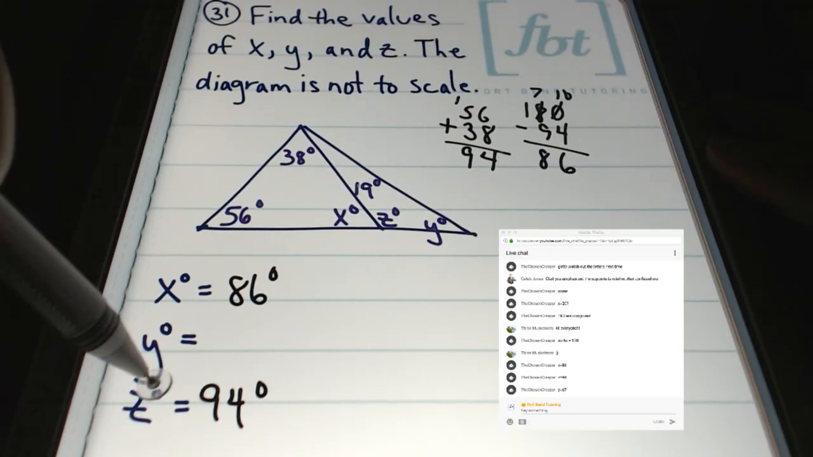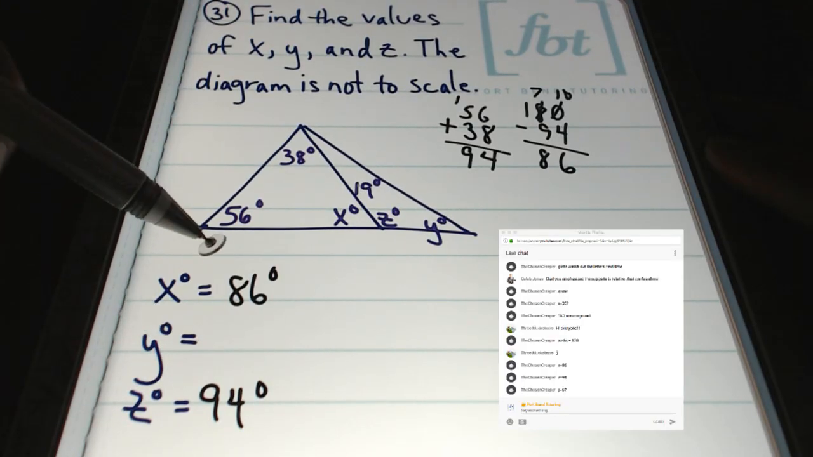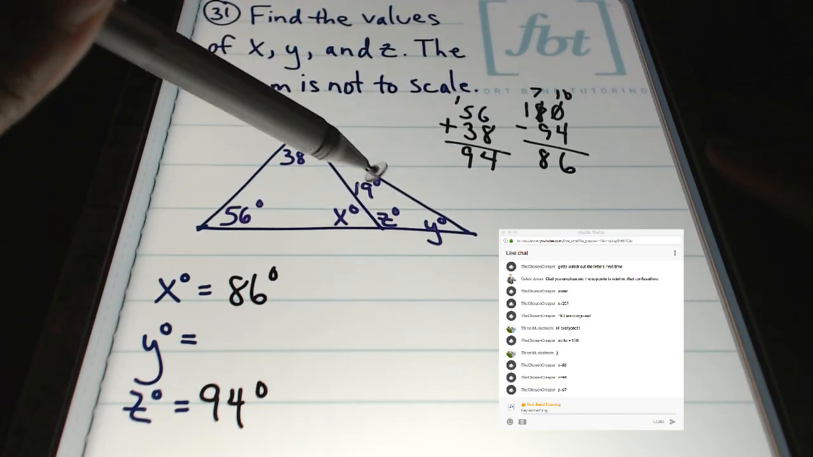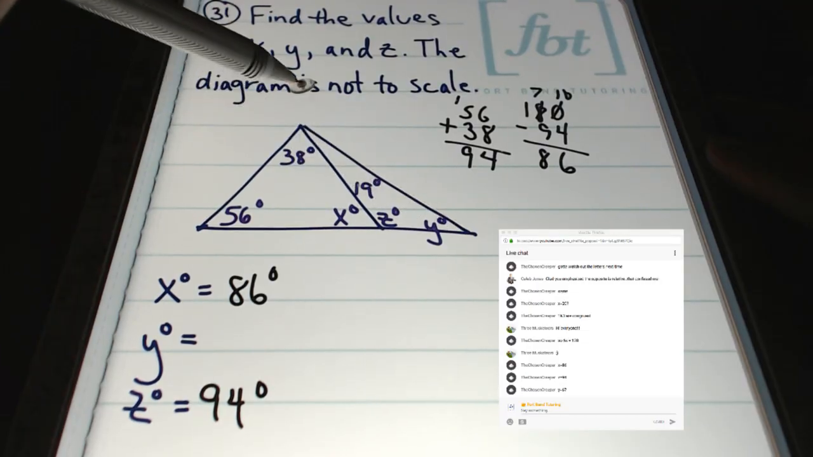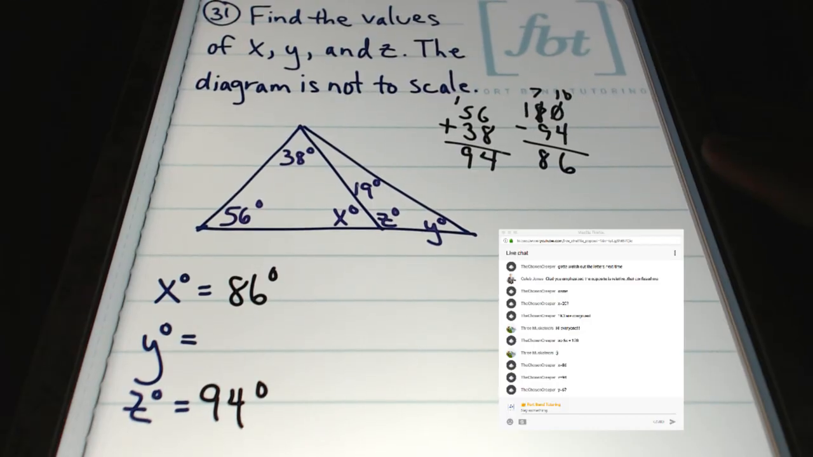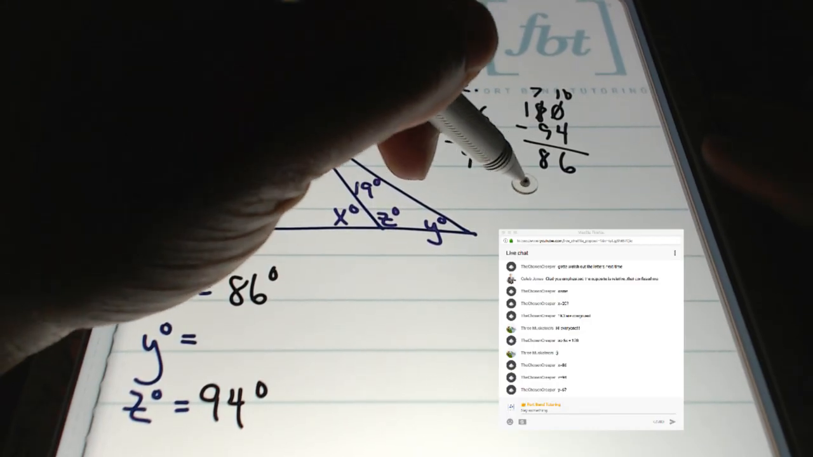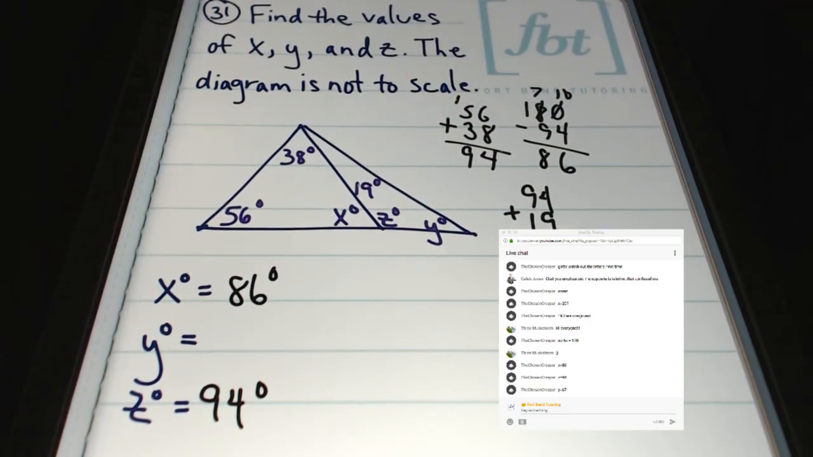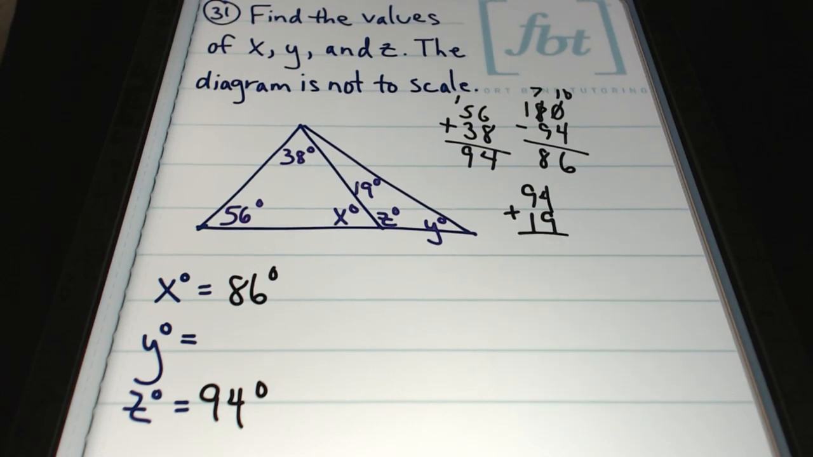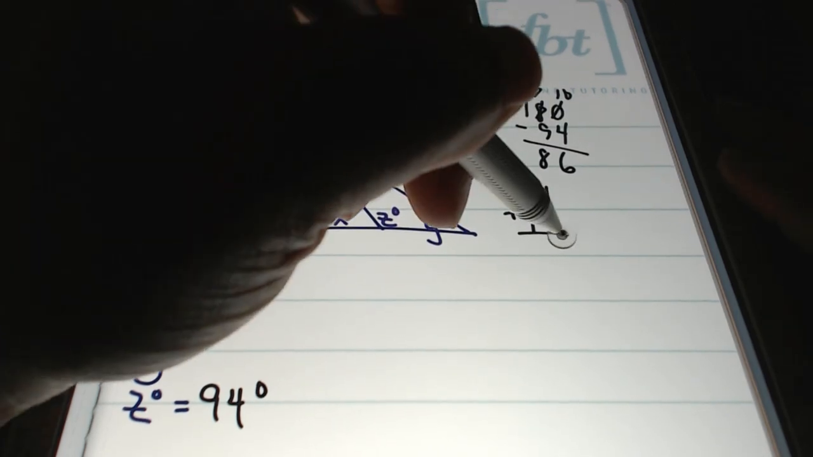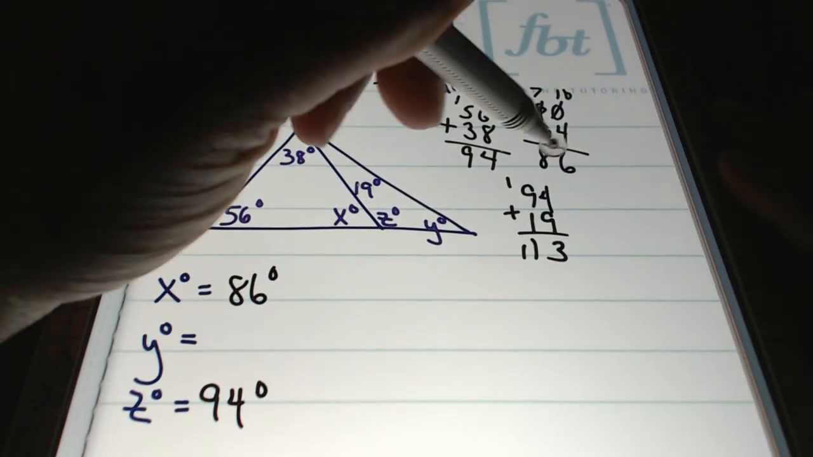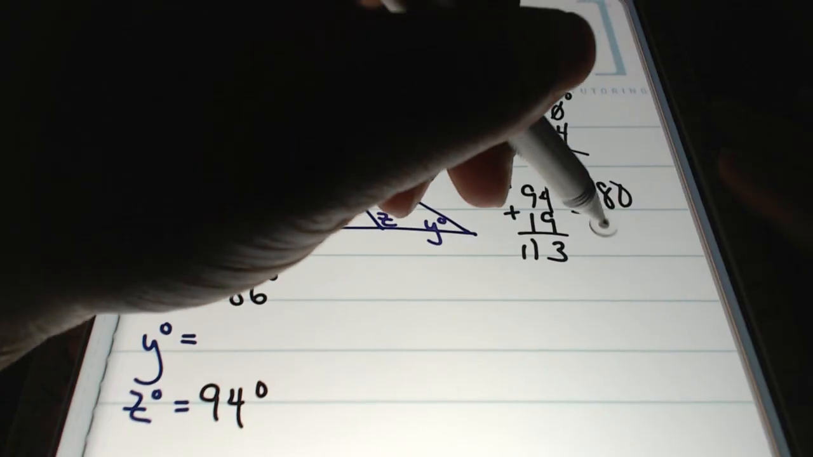All right. So angle Z we just confirmed was 94 degrees. We already know that angle X is 86 degrees. But now looking for angle Y, we can use the fact that they have given us in the second smaller triangle that one of the angle measurements is 19 degrees. So what we'll do is add the 94 plus the 19 and subtract that from 180 to get our final result for angle Y. We're going to add it together. We got 13 here. That's going to be 113. You're going to be subtracting 113 from 180.